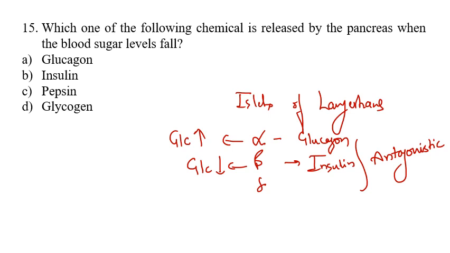Okay, so in our question it is asked which one of the following chemicals is released by the pancreas when the blood sugar level falls. Okay, so of course when the blood sugar level falls, glucagon will be released because it has the function to increase the glucose level. So the correct option is A.